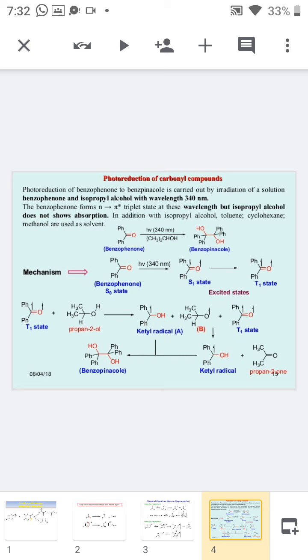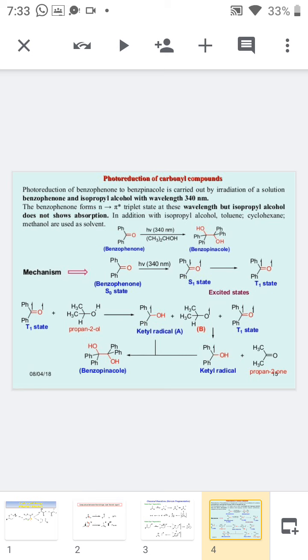Okay, so see the reaction. Benzophenone absorbs the wavelength of 340 nanometer in the presence of isopropyl alcohol and forms the final product, benzopinacol. So see, this is the mechanism. First of all, benzophenone absorbs the radiation and is excited to the singlet state. After that, it undergoes intersystem crossing and forms the triplet state.